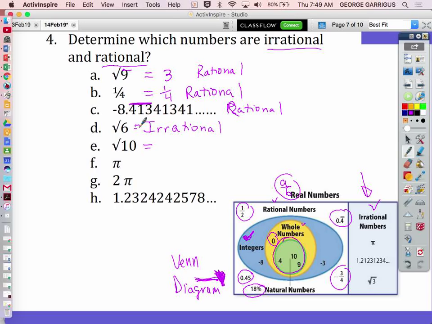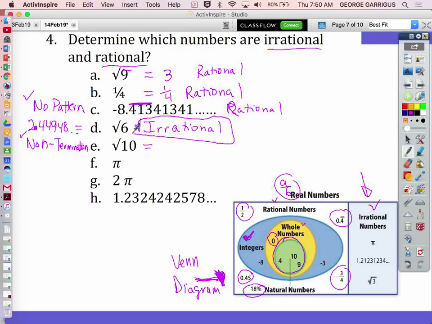If I use my calculator and I turn it on and clear it all, I put a square root symbol and 6 and hit enter, I get the number 2.44948, and it keeps going on, but there's no pattern. There's no pattern. It is non-terminating. If you have no pattern, non-terminating, you are irrational.